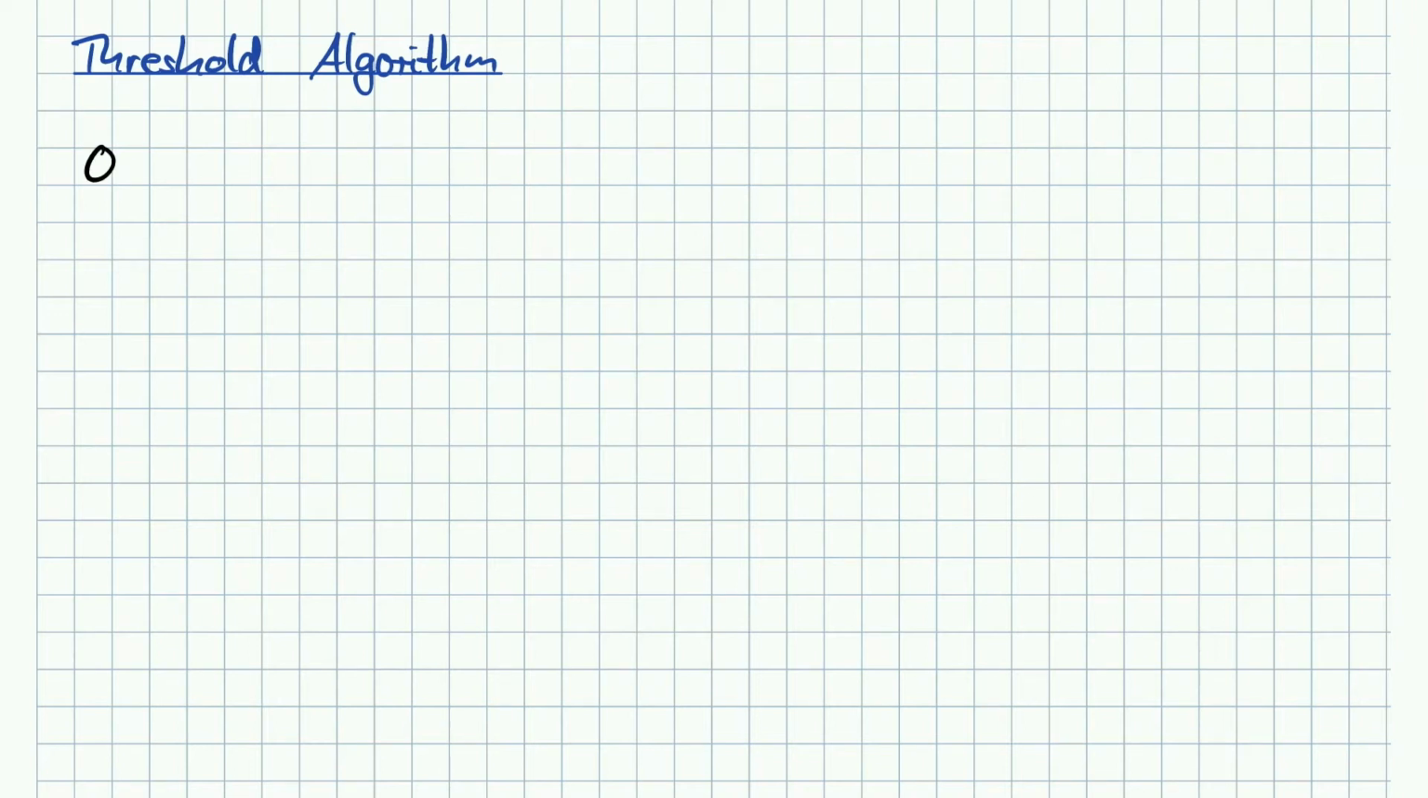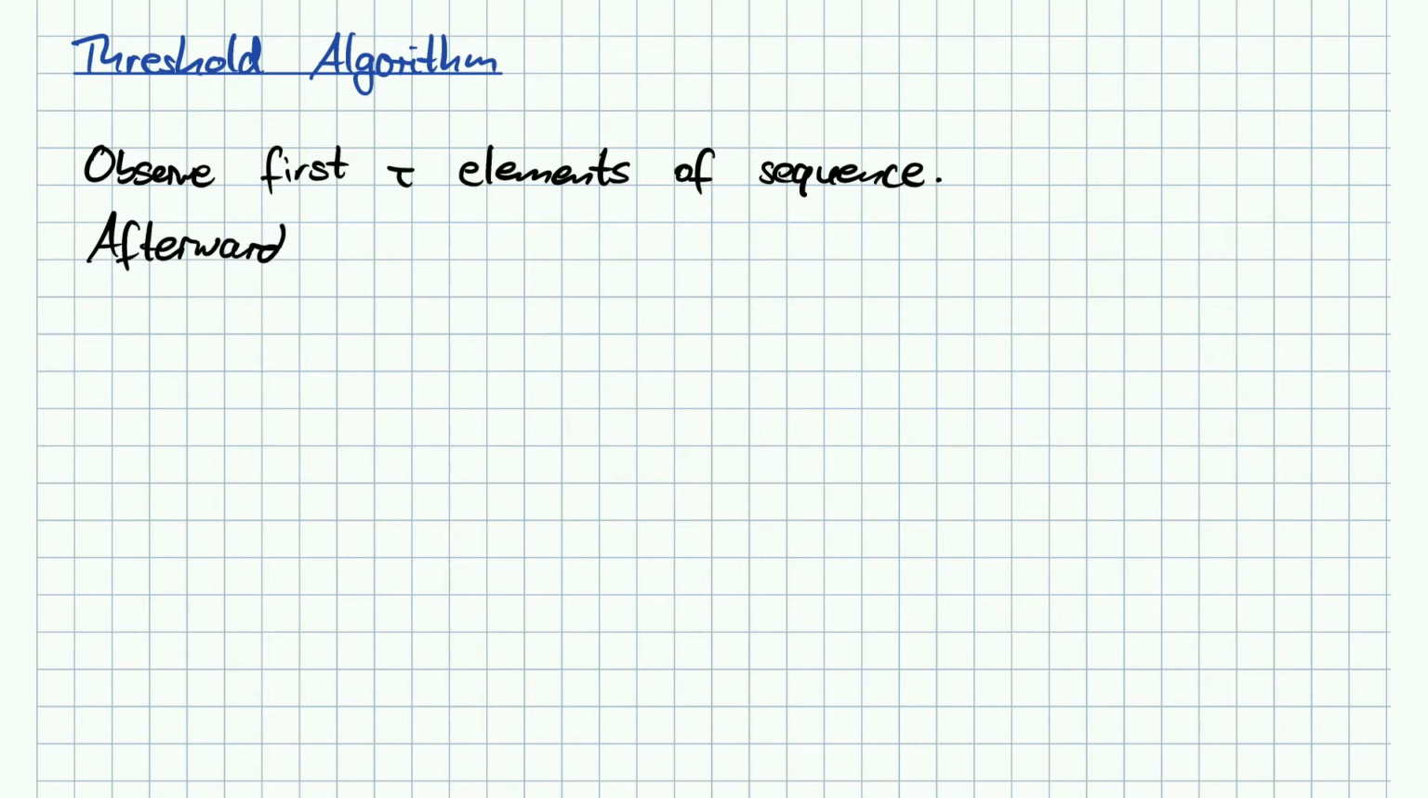So formally, we observe the first tau elements of the sequence, and afterwards select a candidate if it is better than anything that we've seen so far, so if it is the best so far.